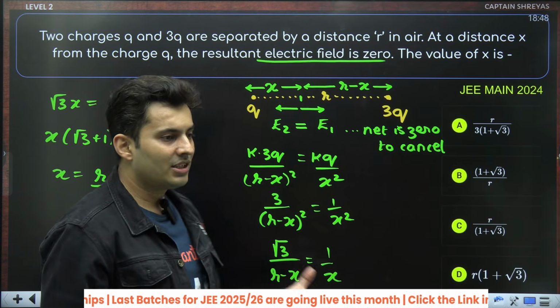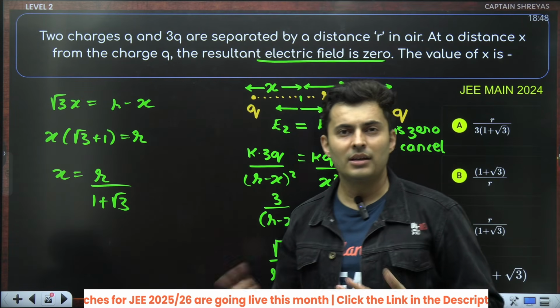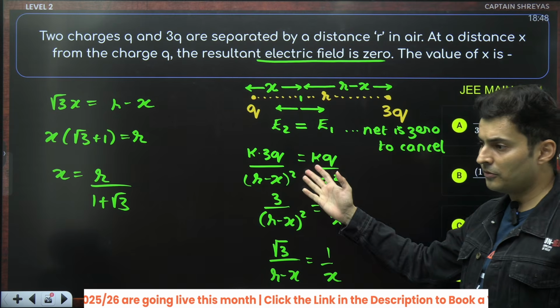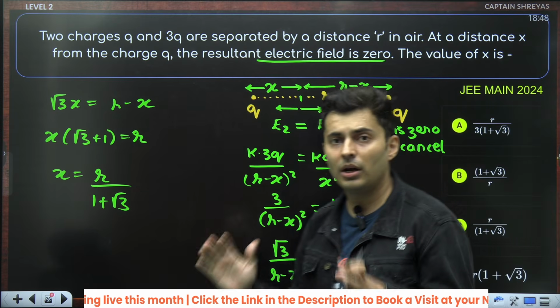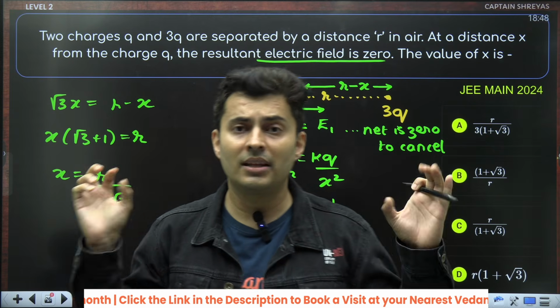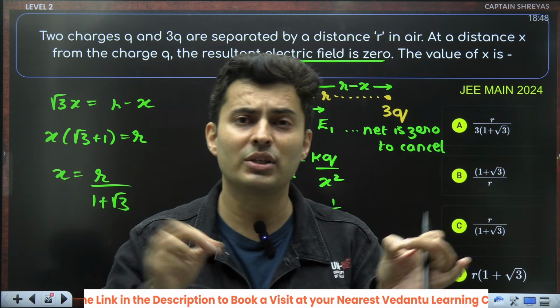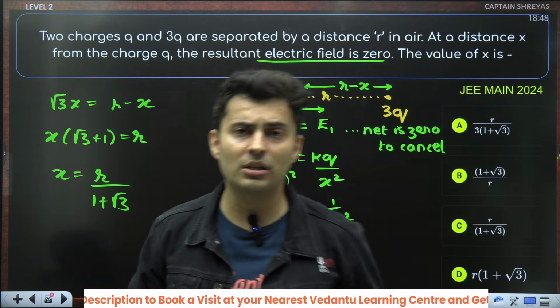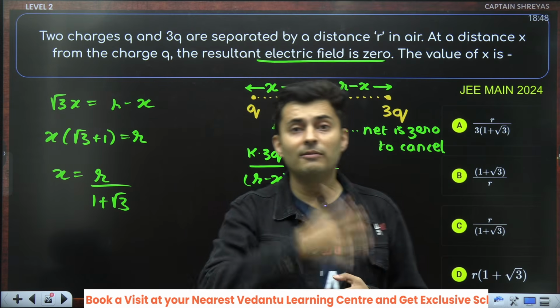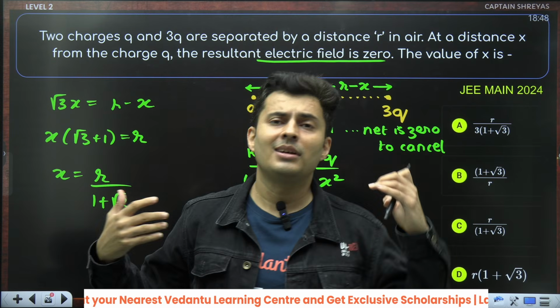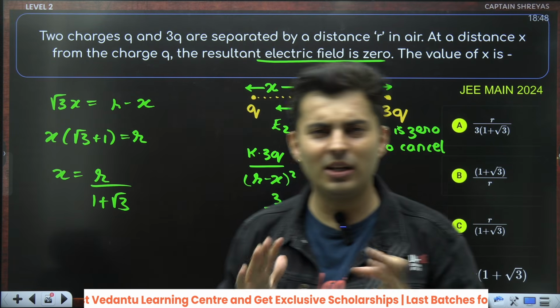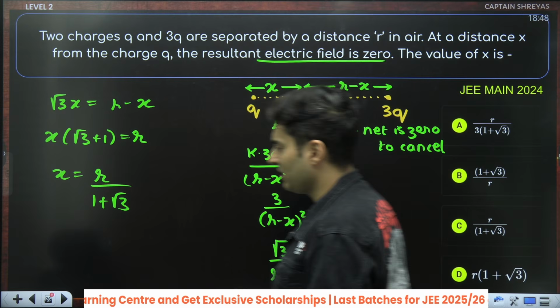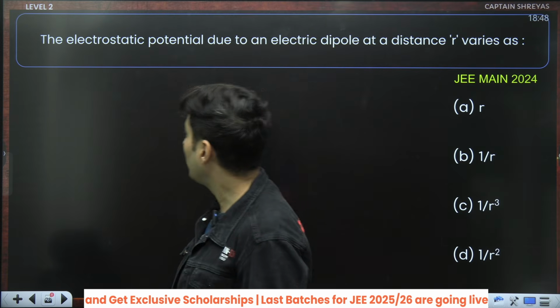Sometimes they might ask you what is the net potential at this point. Sometimes one of the charges could be negative. All these are common model of questions where there are 2 or more charges and they will ask you where the field is 0, where the potential is 0, what is the potential where the field is 0, what is the field where the potential is 0. All these are common types of questions, guys. So I just showed you how to solve it.